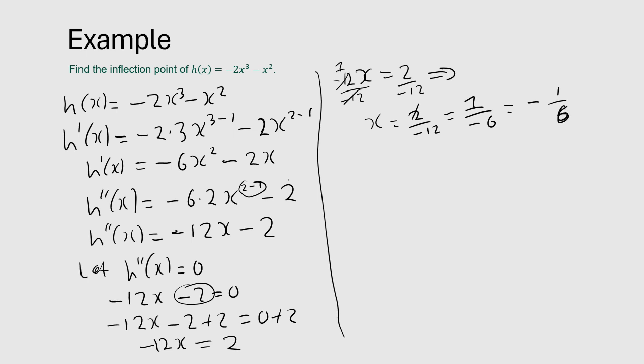So the point of inflection is at x equal to minus 1 over 6. That's our point of inflection at that point.